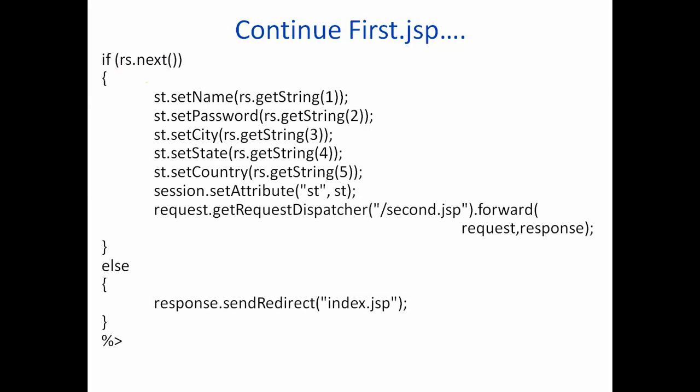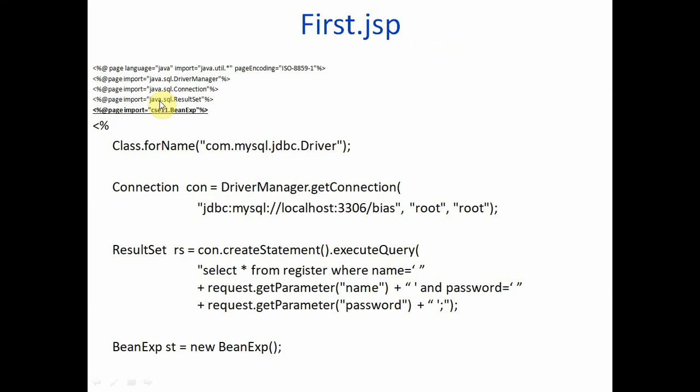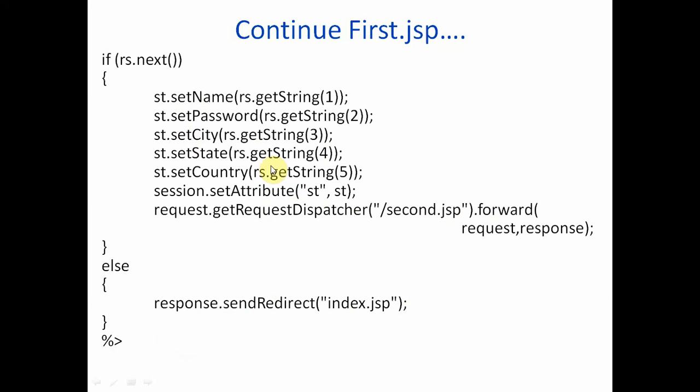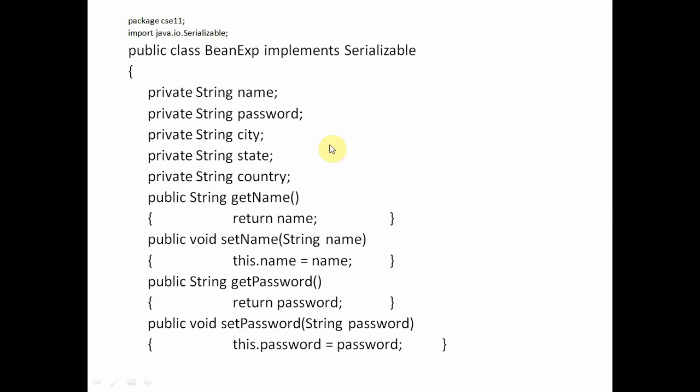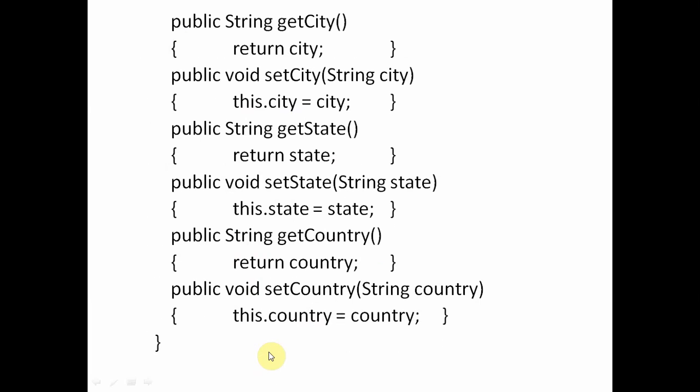So now st.setName. Now we will start to use the functions of the Java Bean class. St is the object of the Bean example class. So we'll write here st.setName, st.setPassword, st.setCity, setState, setCountry. We have 5 variables, and for each variable we have a set function. So we have written set name, set password accordingly.